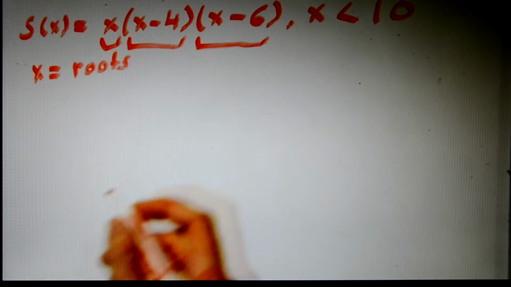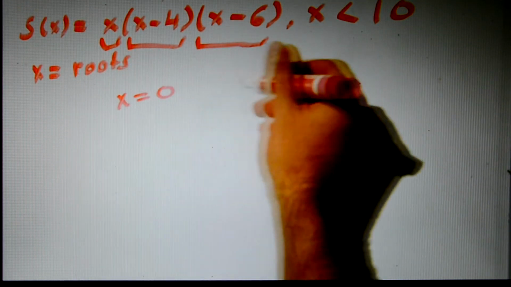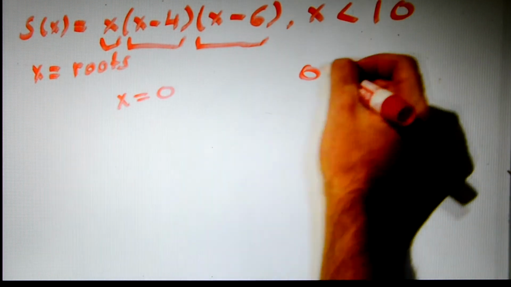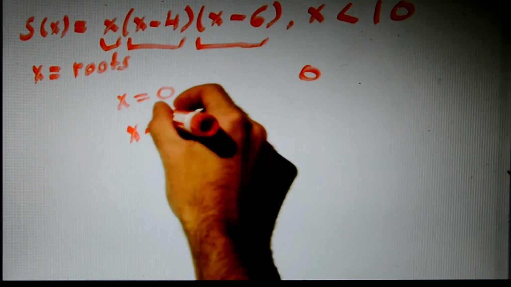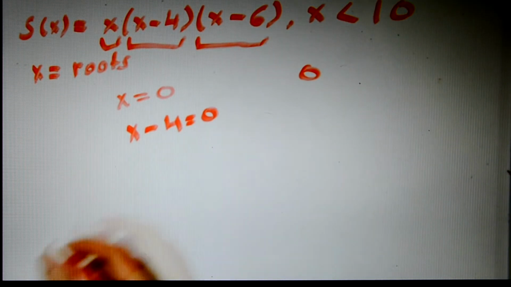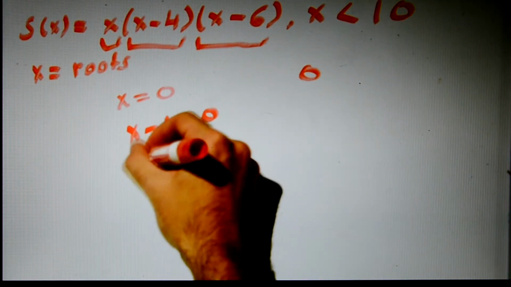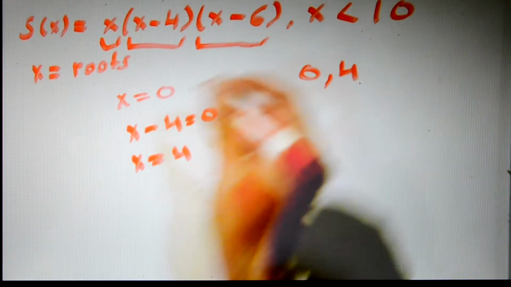The first one's easy, as x equals 0, therefore 0 is one of our roots. Now, x minus 4 equals 0. To solve this, we just bring the 4 over, giving us x equals 4. Therefore, 4 is another one of our roots.